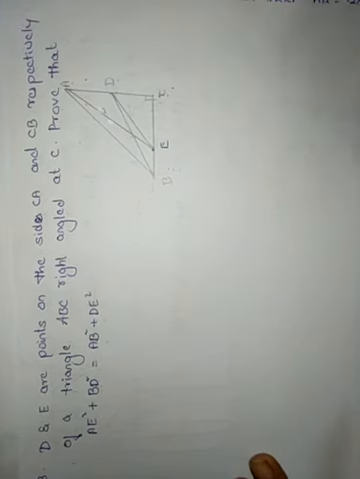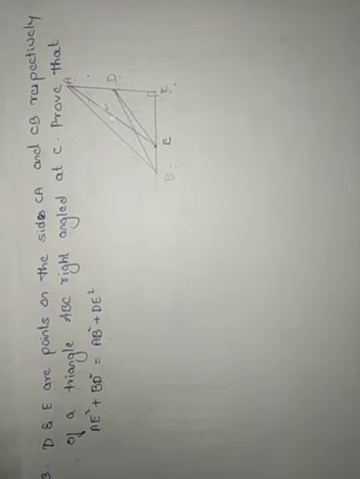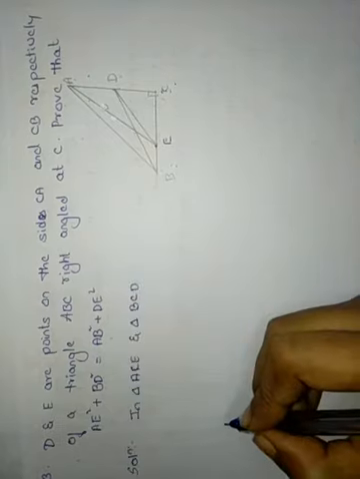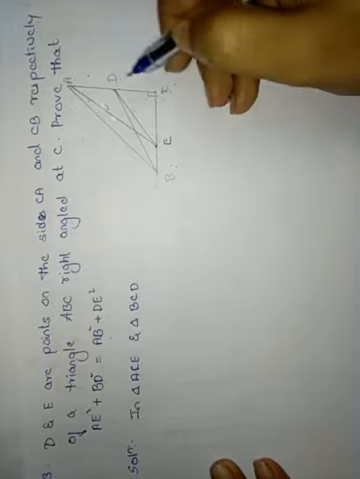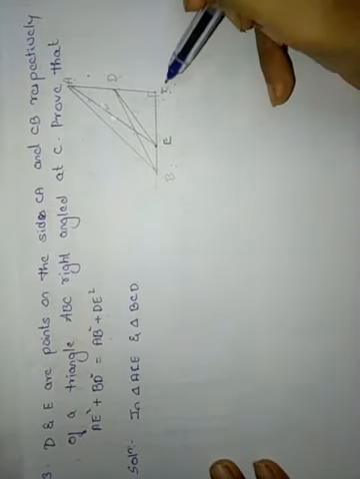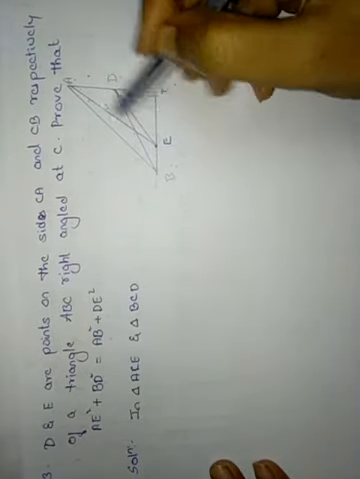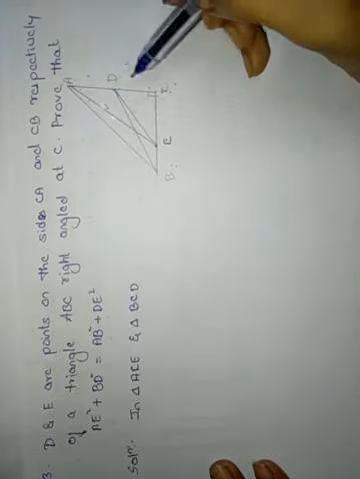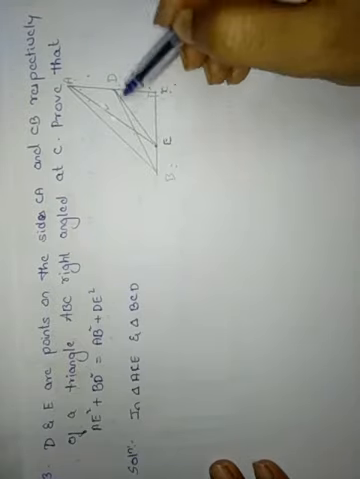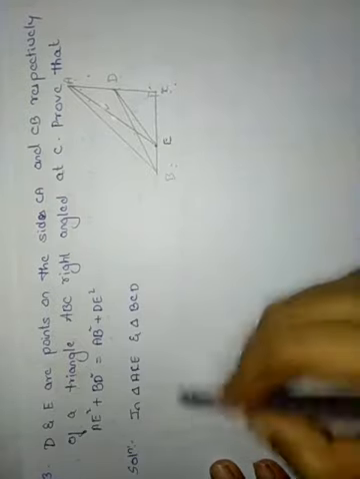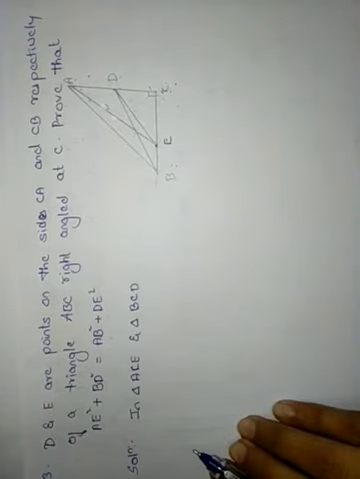Here we got 4 triangles, right? For those 4 triangles we need to apply the Pythagoras theorem, right? Let's apply the Pythagoras theorem and see. First I will consider the triangle ACE, this triangle, and one more triangle BCD, this triangle. For these 2 triangles we will apply the Pythagoras theorem, right?